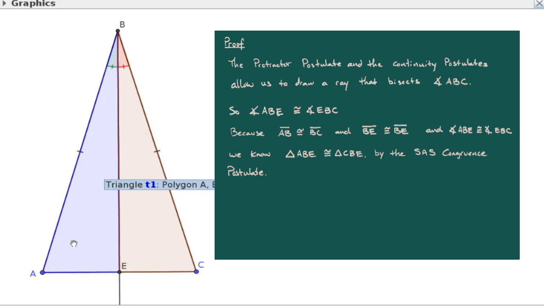Now, in particular, what that means is that this angle down here is going to be congruent to this angle over here. And so our final conclusion is that because the blue triangle is the same as the red triangle, our angle here, angle EAB, is going to be the exact same size as the corresponding angle over here, angle ECB. And so that gives us the proof of the Isosceles Triangle Theorem.